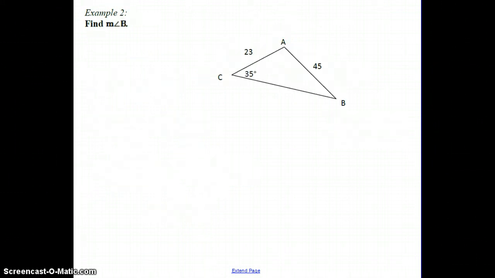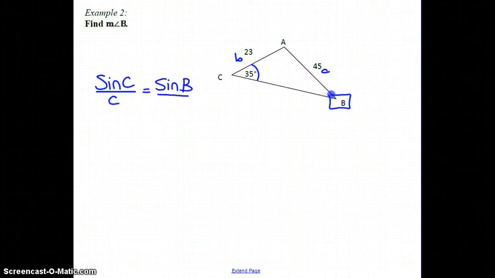Now there is another case. Here we're going to find an angle. So we're missing big B, but we have little b. We also have side length c and our angle C. So we'll write this in the sine law again: sine C over little c equals sine capital B over little b. We have one pair, capital C and little c. We have both those numbers, so we can plug them in.